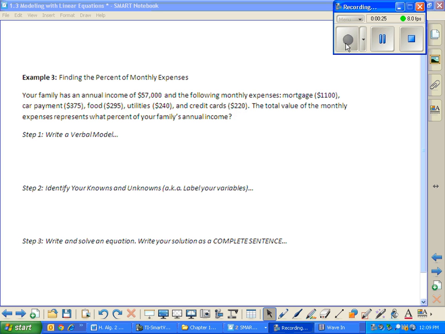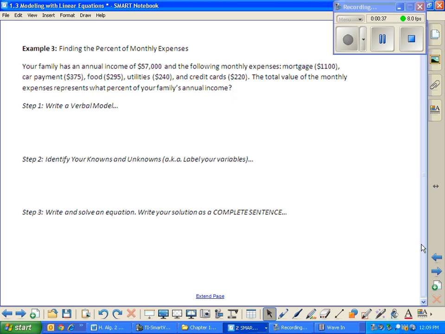So here we have our family's annual income is $57,000 a year. And the following monthly expenses are what they have. Their mortgage is $1,100. The car payment is $375. Food costs $295 for the month, and utilities is also $240 for the month. Then we have credit cards, that's $220 a month. It says the total value of the monthly expenses represents what percent of your family's annual income.